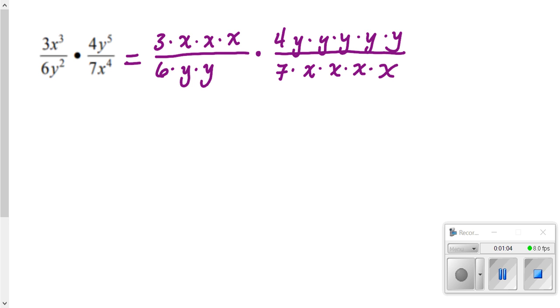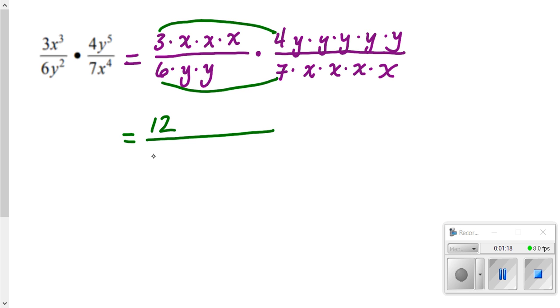Now when you're multiplying fractions, you can just smush things together. You go straight across the top, straight across the bottom, multiply everything. And you can go in any order. So here 3 times 4 is what makes 12. And 6 times 7 is 42. And now I'm ready to deal with all the numerical parts.